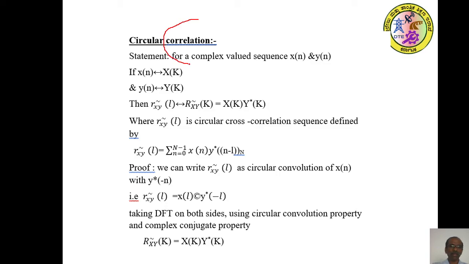Correlation, a simple way to understand, is comparison. Correlate means compare. When you compare two signals, we try to find out similarities and dissimilarities between them. I am repeating, correlation is used to find similarities and dissimilarities of the signal. So there are two types of correlation: autocorrelation and cross correlation.